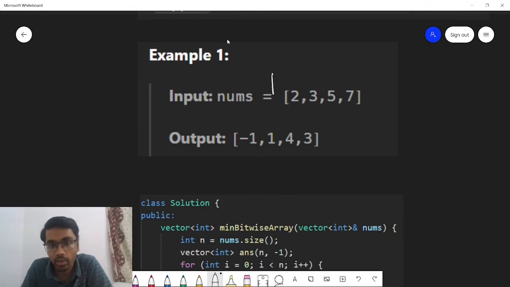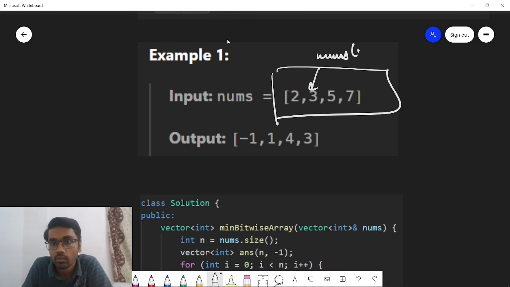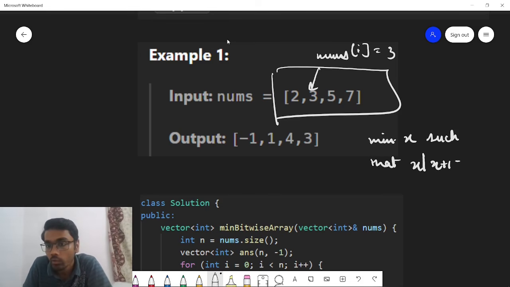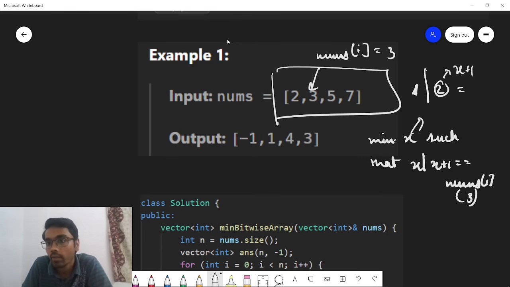So this is the first example, and this is the nums array given to us. Let's say we take this nums[i] value to be 3. Now we need to find a minimum x value such that x OR x + 1 should be equal to this nums[i], which in this case is 3. So if we take the minimum x value as 1 and then we do 1 OR 2, this is nothing but x + 1, then we will get the answer as 3. So that's why you can see the answer[i] for this nums[i] value is 1. So for 3 we get the minimum x value as 1.